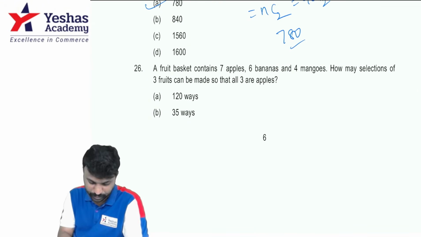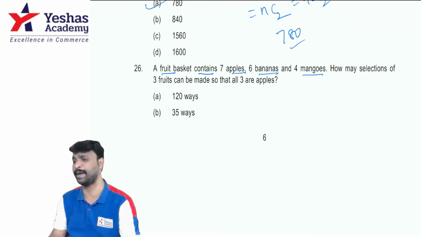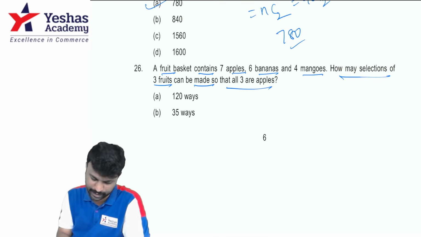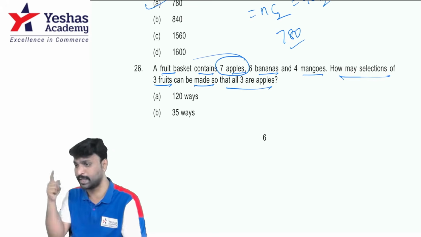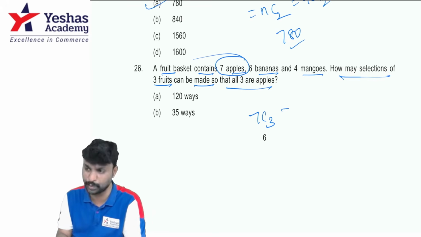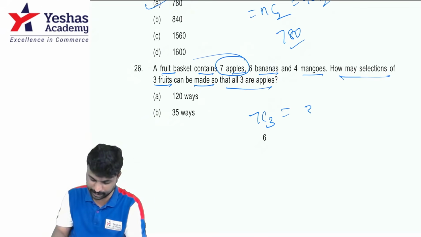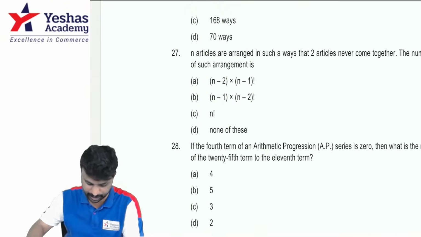26th one. A fruit basket contains 7 apples, 6 bananas, and 4 mangoes. It's one of our material questions. How many selections of 3 fruits can be made so that all the 3 fruits are apples? So 3 fruits have to be chosen from 7 apples only because they have to be apples. So it is 7C3. Choosing means selection. 7C3 is 7 into 6 into 5 divided by 3 factorial, that is 6. That fetches me 35. Option B is the right answer.